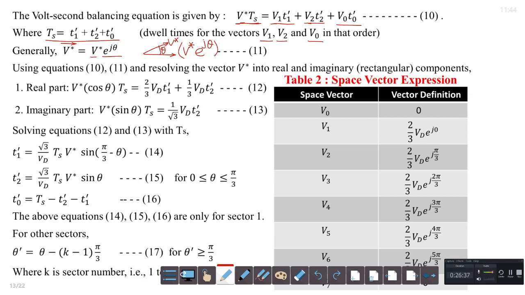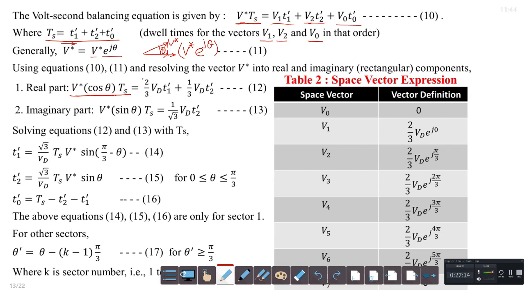So, what is the real part? The real part is along the horizontal axis. Real part is V star into cos theta. The real part of voltage V star along the horizontal axis, because it makes angle theta with the horizontal axis, which is the reference. The magnitude is V star cos theta. And in equation 10 we apply the volt second balance principle: V star cos theta into sampling time Ts. So, how is it obtained?